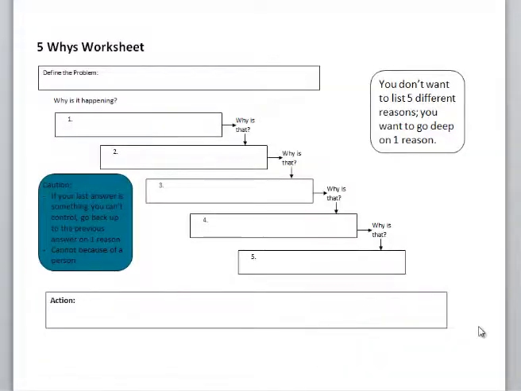Take a look. Here is a worksheet or a template that's going to support you in working with your team on the 5 whys. The 5 whys tool is primarily for root cause analysis. You know you have a problem. You want to get to the root cause of the problem. Why is this thing, whatever it is, happening to us?